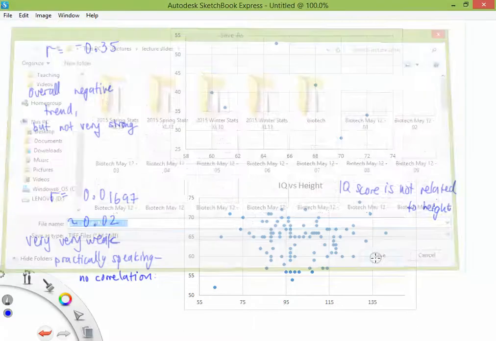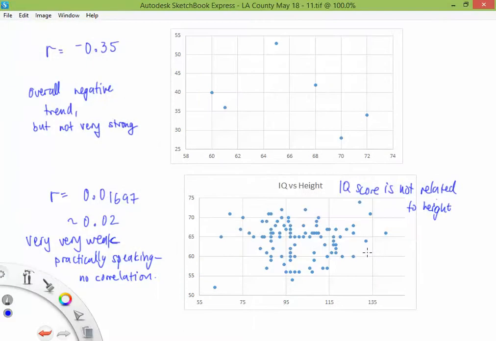Now, if we measured height and income, would we see a relationship? We would actually see a very weak but positive relationship, and there have been studies that have shown that, for unexplained reasons, taller people get paid more than shorter people. Okay, it's not fair, but there is a general trend.